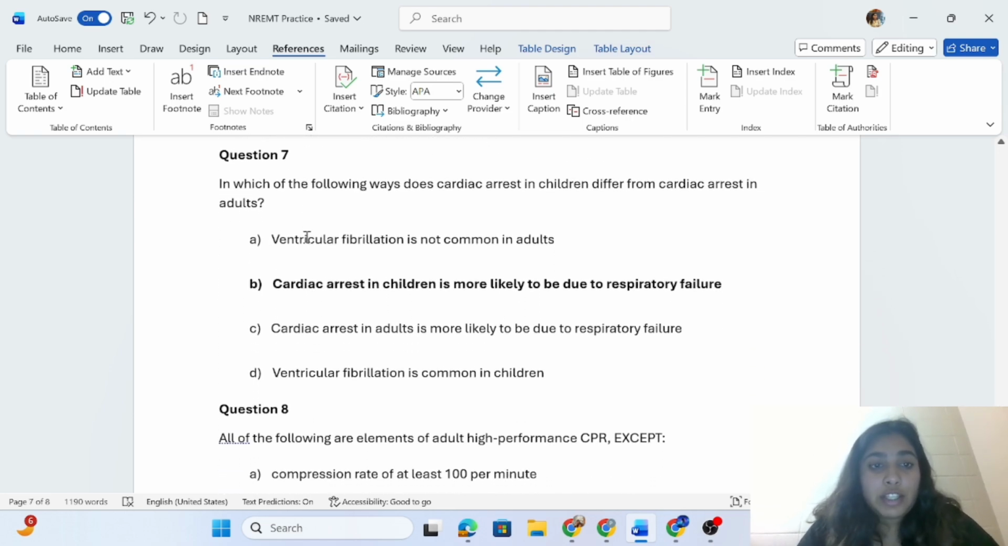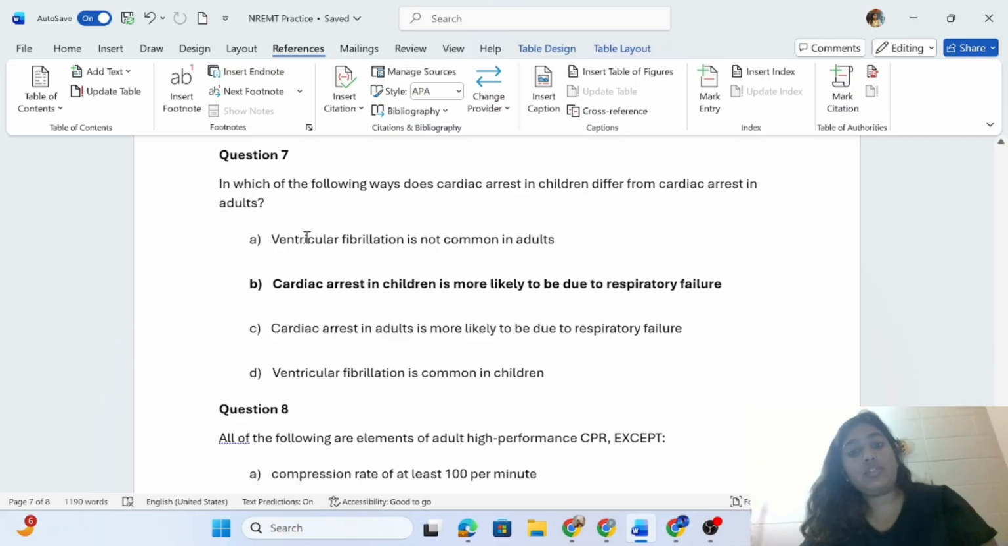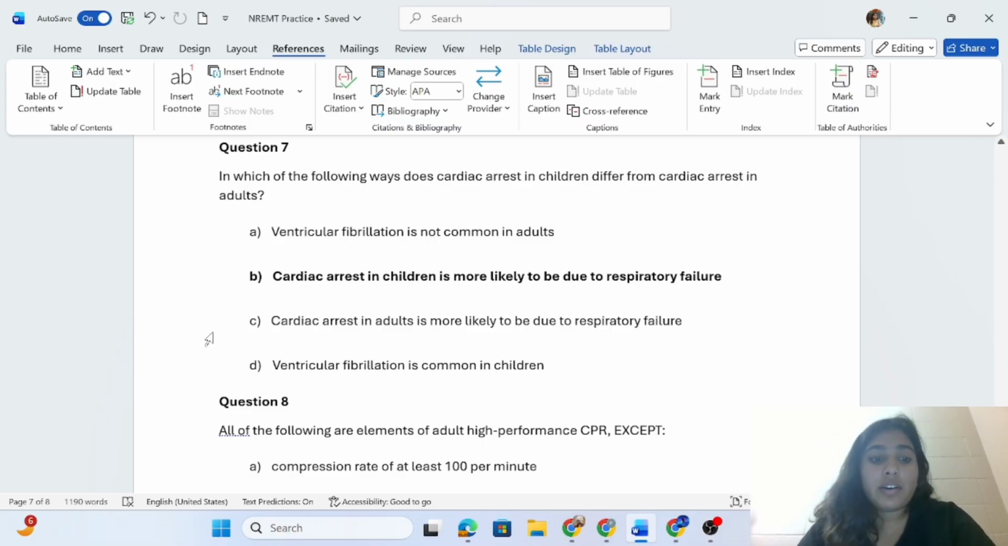Let's do question 7. In which of the following ways does cardiac arrest in children differ from cardiac arrest in adults? So cardiac arrest in children is more likely to be due to respiratory failure, okay? Because in children, their lungs are not developed that much, and mostly they breathe from their mouth instead of their nose. So when something is stuck in their mouth, maybe food or something, there's respiratory failure and a lack of oxygen, and then the heart stops pumping blood in the body because there's less oxygen, right? So in children, mostly it's due to respiratory failure.